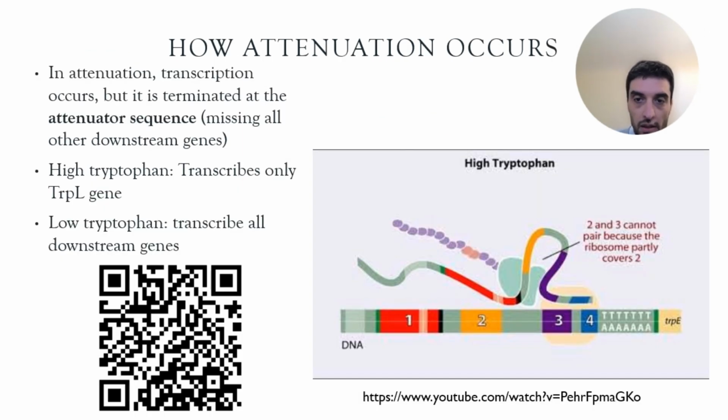So let's understand how this works. In attenuation, the transcription occurs, but it's terminated at the attenuator sequence. That's in the 5' UTR region. As I said, if there's high tryptophan, it's going to transcribe only this region, not the actual enzymes that are going to allow the production of tryptophan. But if there is low tryptophan, it's going to transcribe all downstream genes. So let's see this video that helps elucidate.